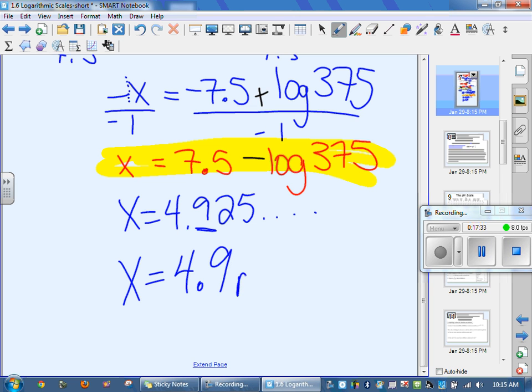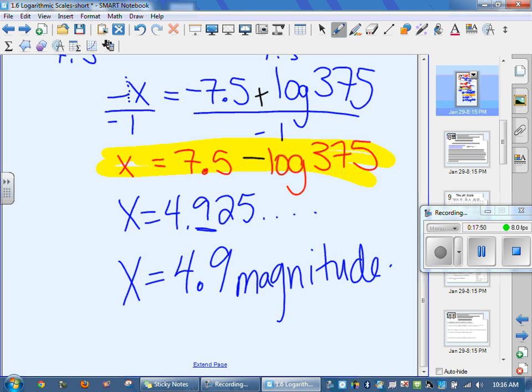Now you can check your answer. You can go 10 exponent, and you can take your exponents and subtract them. You can take 7.5, subtract 4.9, and then go 10 exponent that. You're going to get an answer that will round to 375. That's how you check your answer.